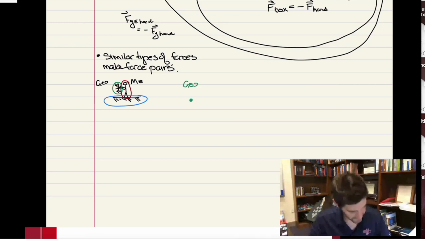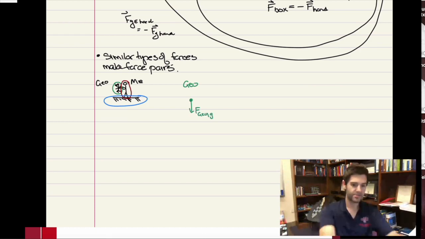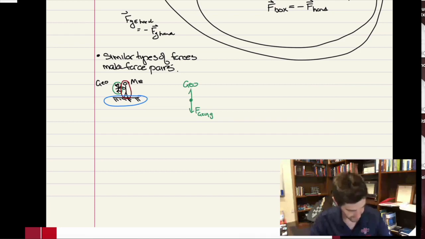So Geo has some mass, so there's some gravitational force on Geo. I am also touching Geo as I hold him up. So if I'm holding him up, maybe I'm holding him up vertically, maybe there's some force from my hands on Geo. And I think that's it.